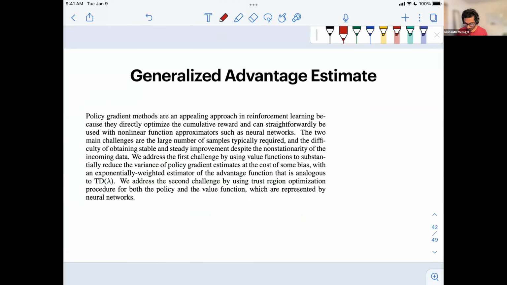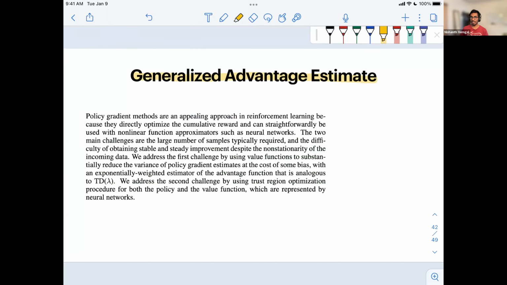Where do all these ideas lead to? One paper that I can think of is generalized advantage estimate. This paper talks about policy gradient methods, and they introduce something called generalized advantage estimate, which is nothing but a gamma-lambda combination, or convex combination, of different TD errors, as we'll see now.